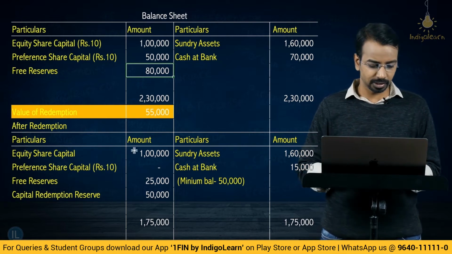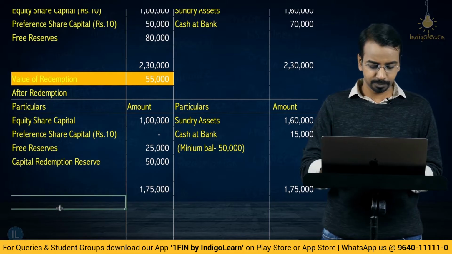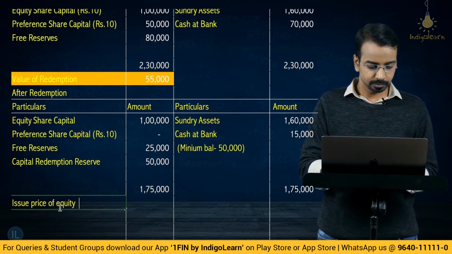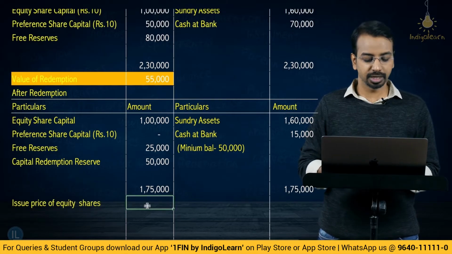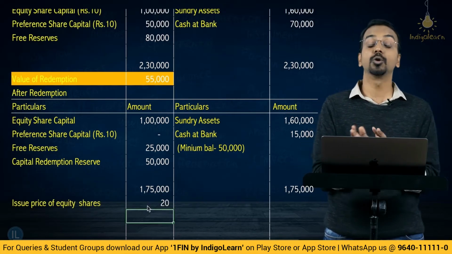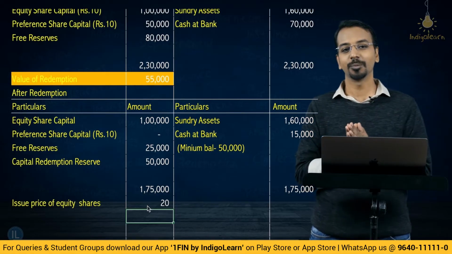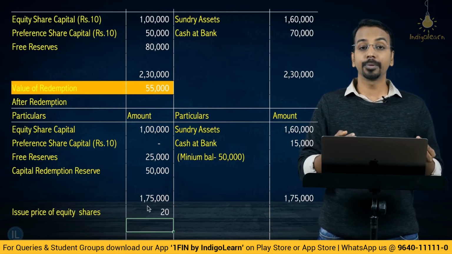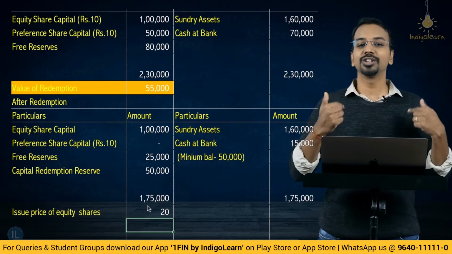So what is the issue price of equity share? Let me just note it down here. Issue price of equity shares is, let us say, 20. 10 rupee of face value, 10 rupee of premium. Correct? Now, how do I compute the number of equity shares that needs to be issued?